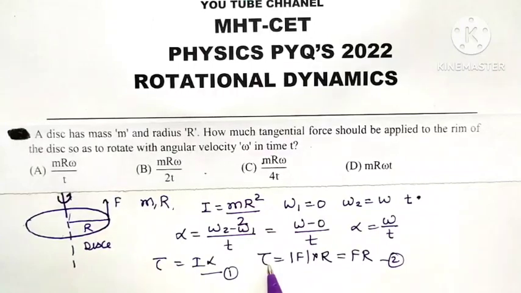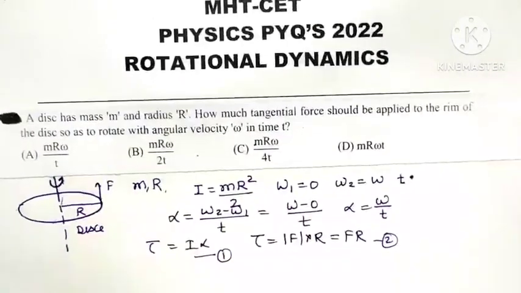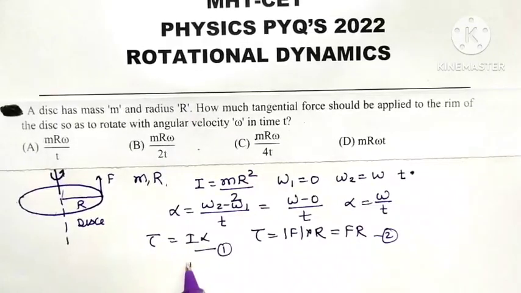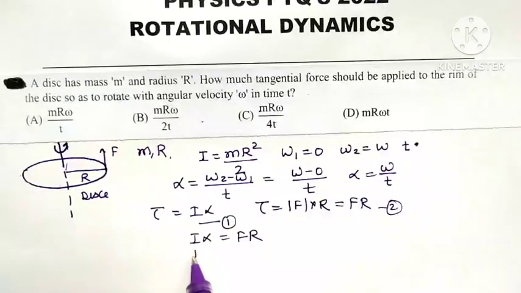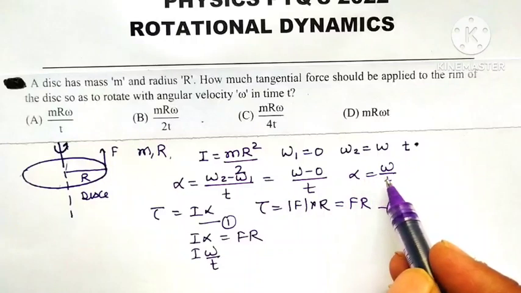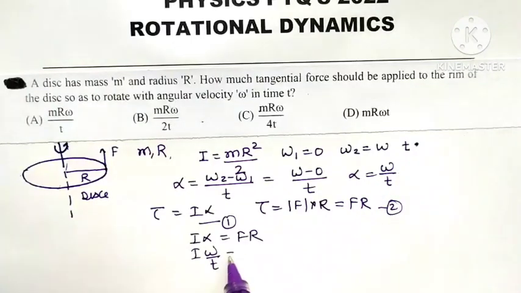As LHS of equation 1 and 2 is the same, we can equate the right hand side. So I into alpha is equal to F into R. But in place of alpha we can write omega divided by t, because angular acceleration alpha was found to be omega by t, and that is equal to F into R.